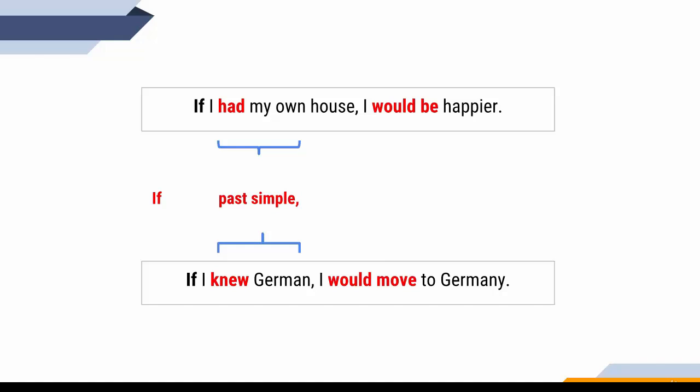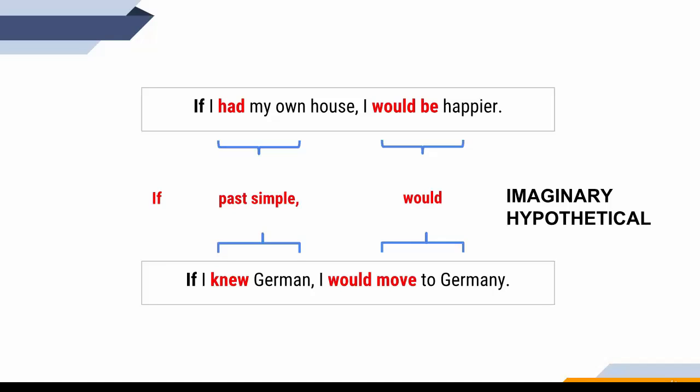After that comes past simple, then comma. Please remember the comma. After that, would plus the verb. If, past simple, would. Meaning of the structure: you speak about an imaginary or hypothetical situation. Something imaginary, something hypothetical.